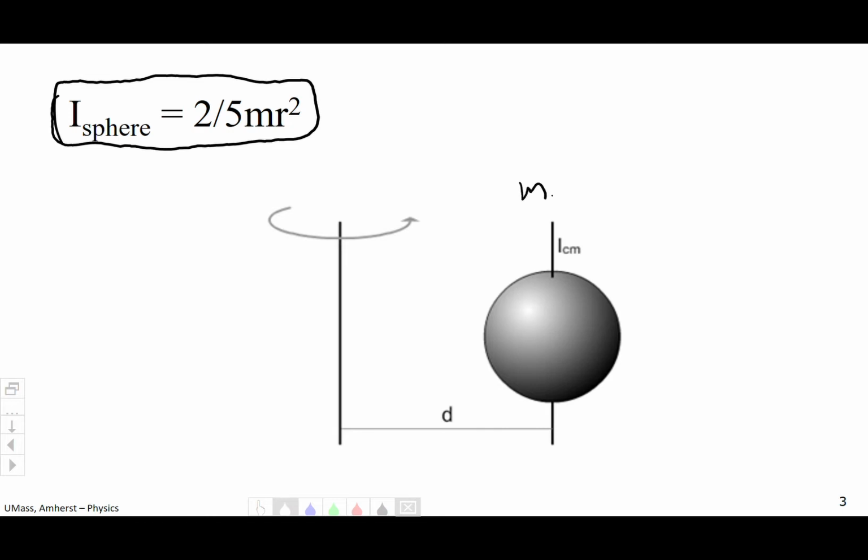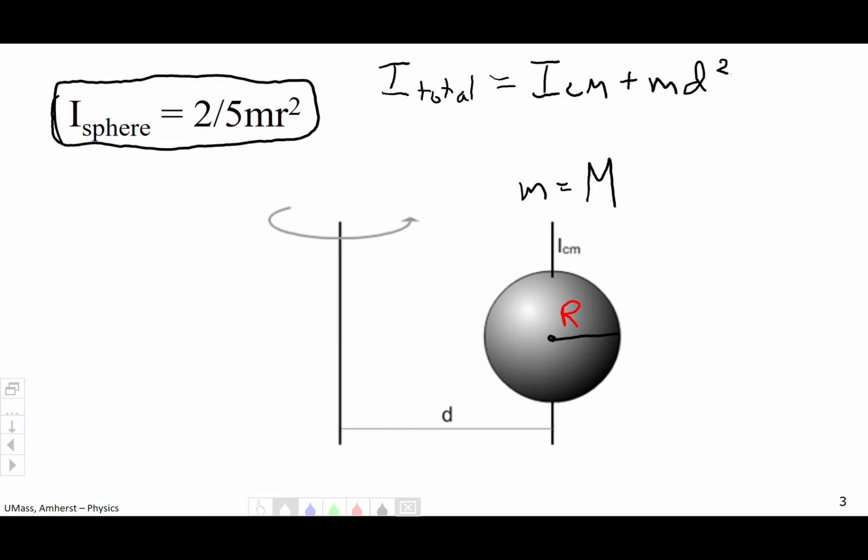So let's say we have a mass of capital M and a radius of capital R. Let's figure this out. What is the new moment of inertia? So we have I total equals I_CM plus MD squared. Really straightforward. We are just going to use I total equals that.